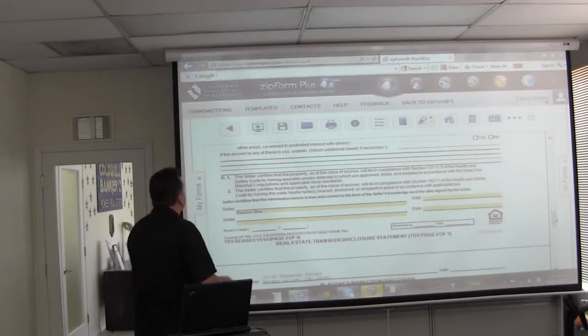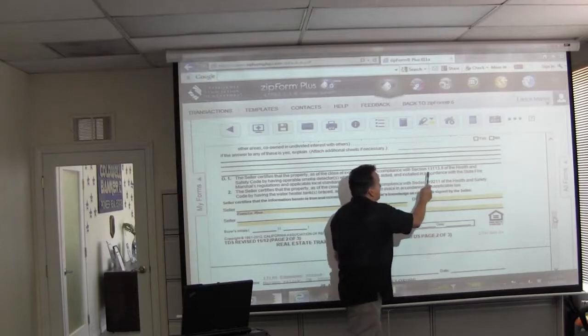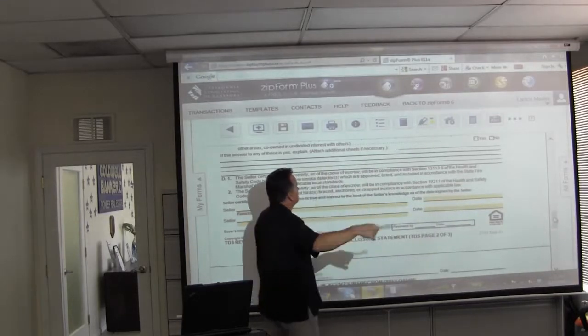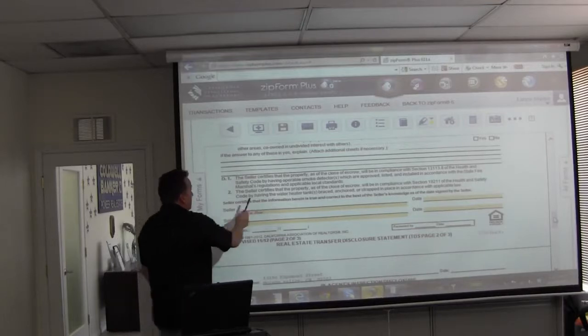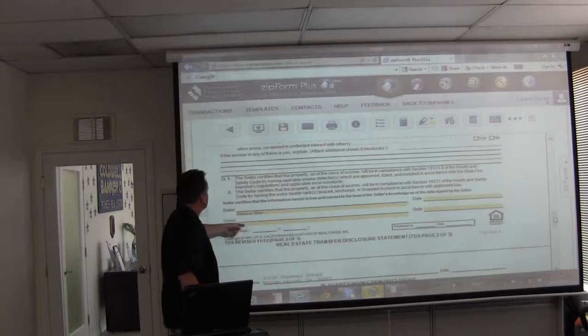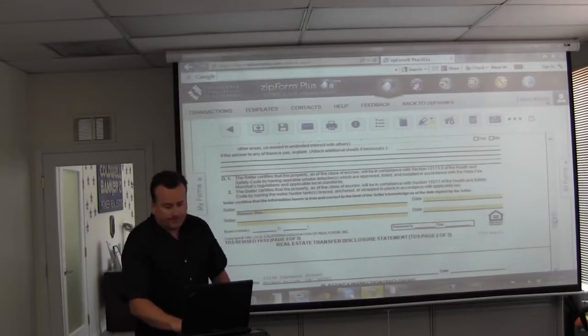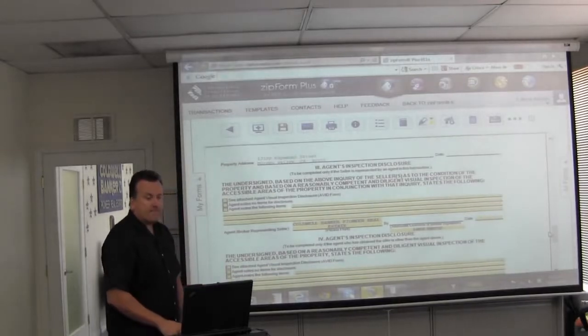Okay? All right. Now, seller certifies that the property, as of close of escrow, will be in compliance with health and safety code, smoke detector, water heater straps, yada, yada, yada. Seller certifies it as of close of escrow will be in compliance with health and safety codes. Seller signs and dates. So far, so good?